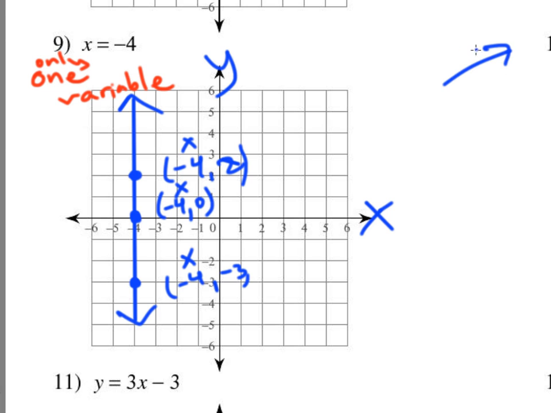Number 8. Number 8 is the same thing, except you have only y equals. So again, you have only one variable for number 8. Think about how it would be different than this. What would it look like if your y value, your up and down value, was locked? Okay, it's not going to look the same as this.